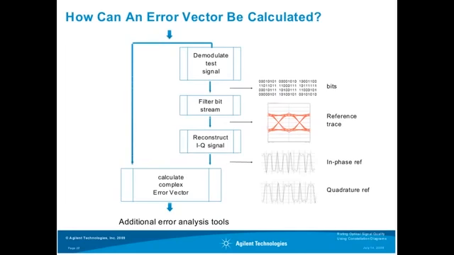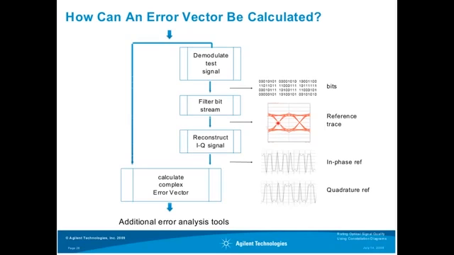So how can we create this error vector? We have only the measured signal available, which goes in there. But we do demodulate our test signal, and then we have our decoded bit stream that is shown here. This bit stream we can filter, and then we can get a kind of reference trace represented here as this eye diagram display.